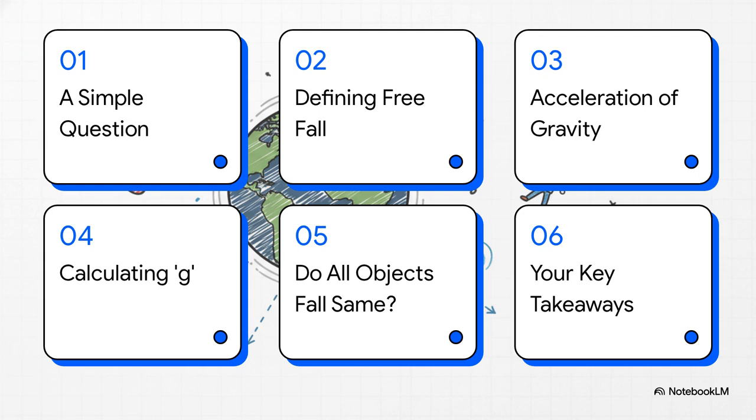Let's have a quick look. We'll start with a very simple question. Then we'll get into what exactly free fall means. After that, we'll meet its very important partner, the acceleration of gravity, which we call g. We'll even figure out how we get that famous number for g. And we'll solve a common puzzle about why different objects seem to fall differently. And finally, we will wrap it all up with the most important points to remember.